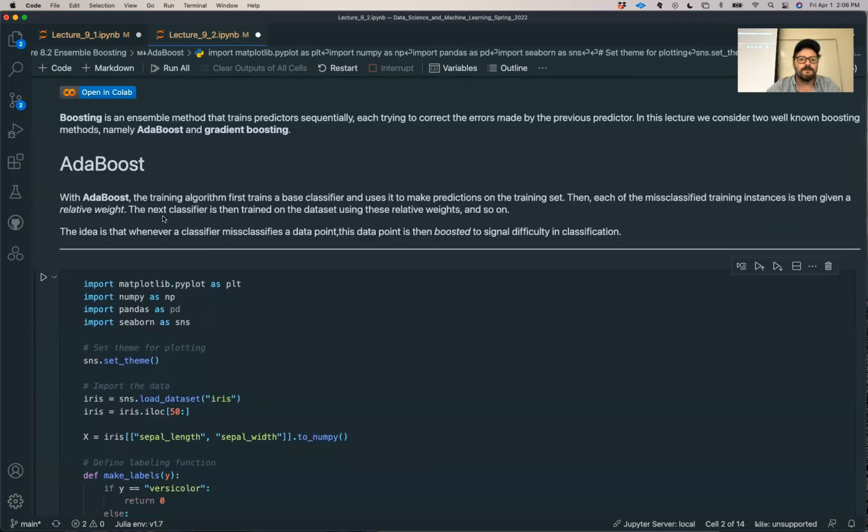Okay. So the general idea with Adaboost is that the training algorithm first trains a base classifier and uses it to make predictions on the training set. Then each of the misclassified training instances is given a relative weight. So at the very beginning, all the training data points have the same weight. But then this base learner makes predictions and gets this one wrong, maybe this one wrong, okay? The next classifier is then trained on the data set using these relative weights. So the weights are like saying that these points that we got wrong are more important, so we need to consider those.